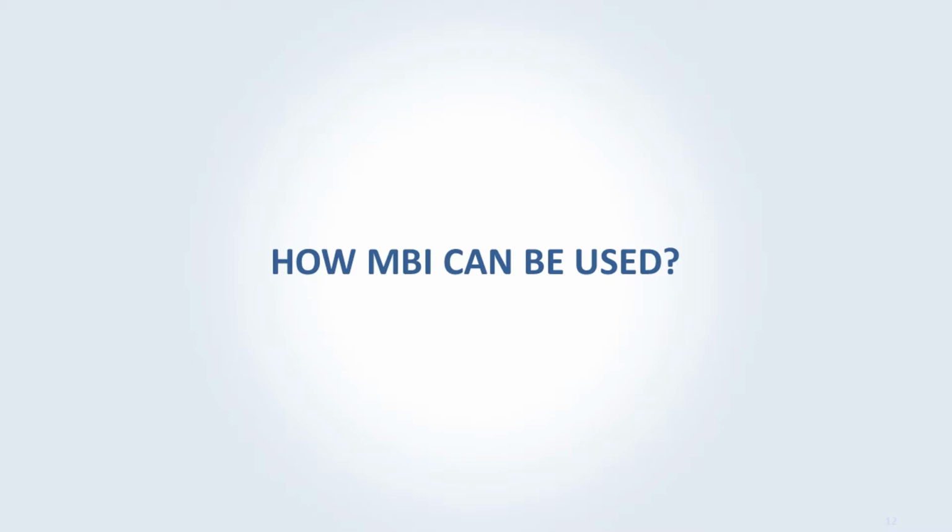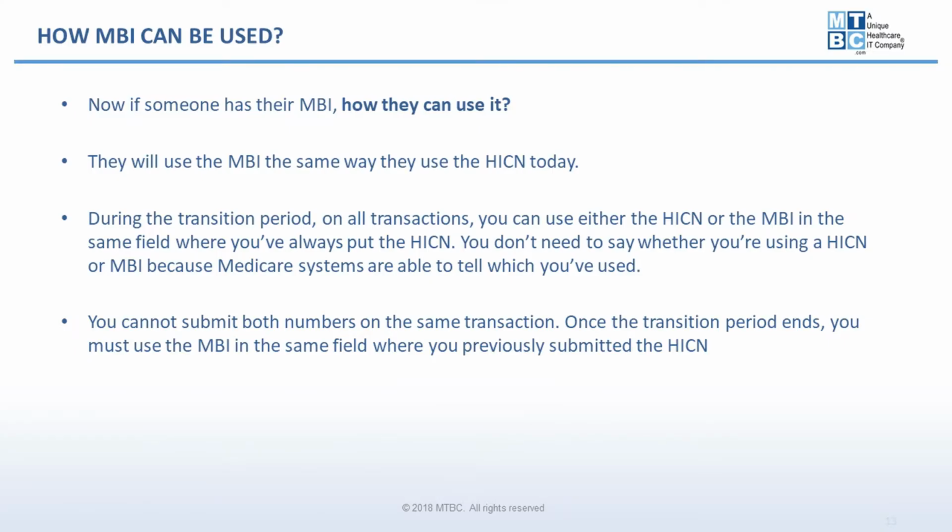How can the MBI be used? Now, if someone has their MBI, how can they use it? They will use the MBI the same way they use the HICN today. During the transition period, on all transactions you can use either the HICN or the MBI in the same field where you have always put the HICN. You don't need to say whether you are using HICN or MBI because Medicare systems are able to tell which you have used. You cannot submit both numbers on the same transaction. Once the transition period ends, you must use the MBI in the same field where you previously submitted the HICN.